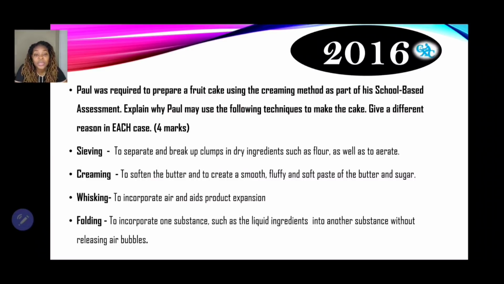so that we don't release all those air bubbles that were incorporated during the process of creaming, as well as to ensure that there are no lumps in the product or the mixture, and to ensure even mixing, so all the ingredients can be combined without excess mixing and stirring, which will later develop gluten and we can have a hard product.